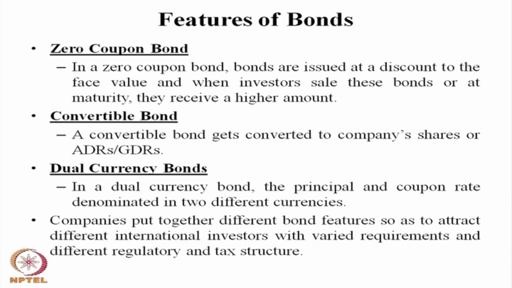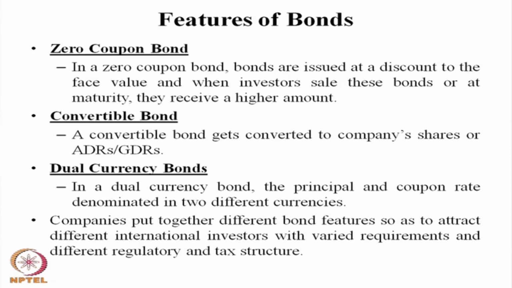Companies put together different bond features so as to attract different kinds of investors. The company generally goes for a fixed coupon bond, or a dual currency bond, a convertible bond, a zero coupon bond, or a floating coupon bond with a mix of floor and cap. All these features the company puts together in a bond issue so as to attract investors for the purchase of the bond. It depends upon the current economic situation, economic scenario, currency market, and international financial market.